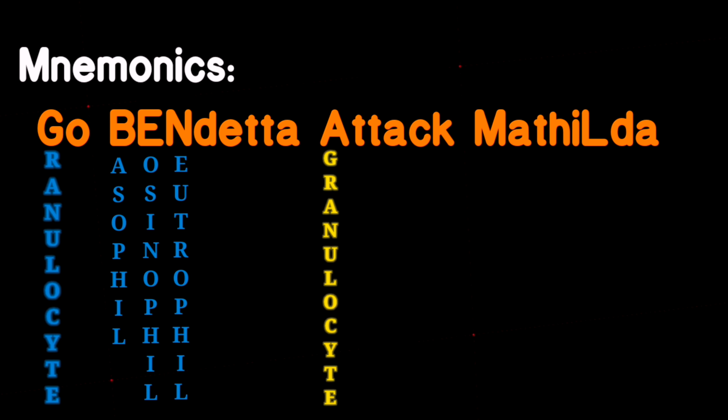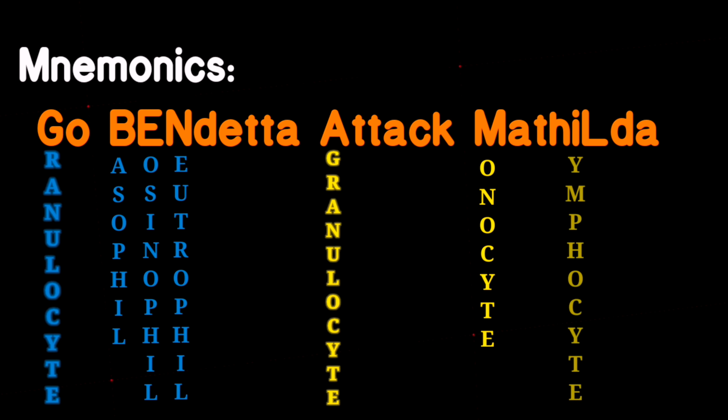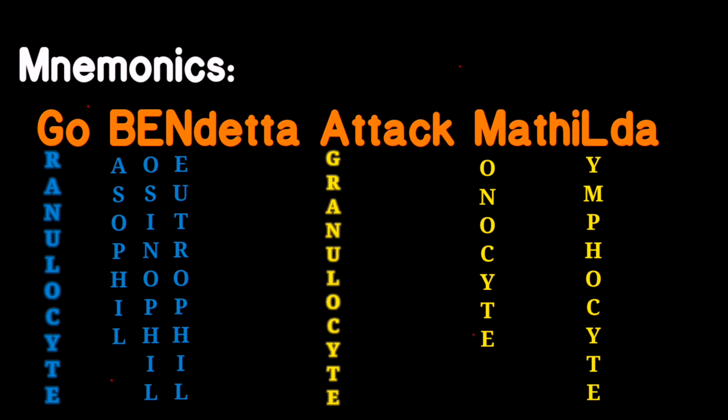So go for the granulocytes. Bandita, B for the basophil, E for the eosinophil, and the N for the neutrophil. Attack for the agranulocyte. Matilda, Mati for monocytes, and the LDA for lymphocytes.